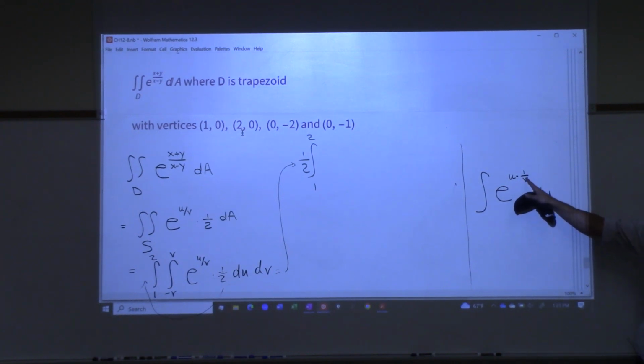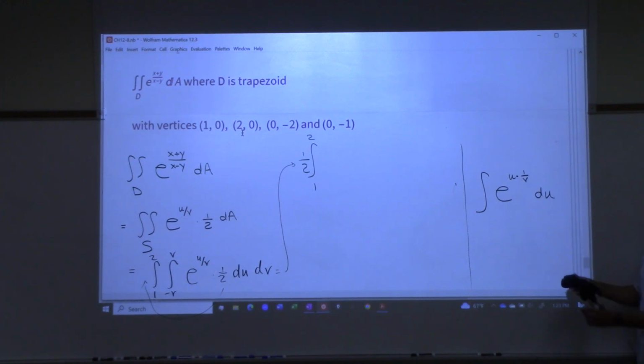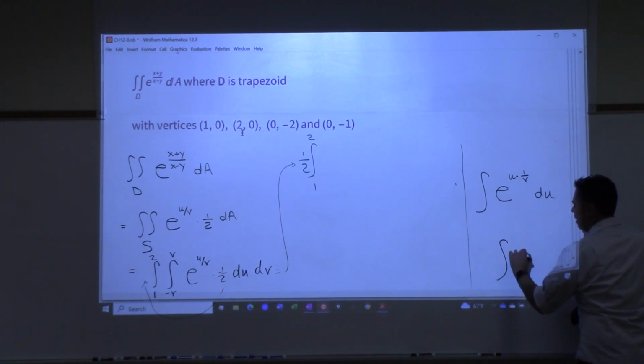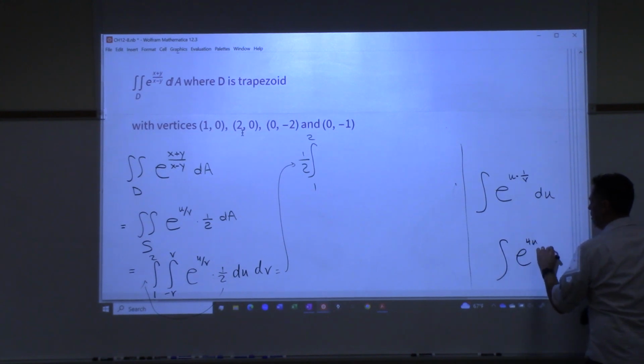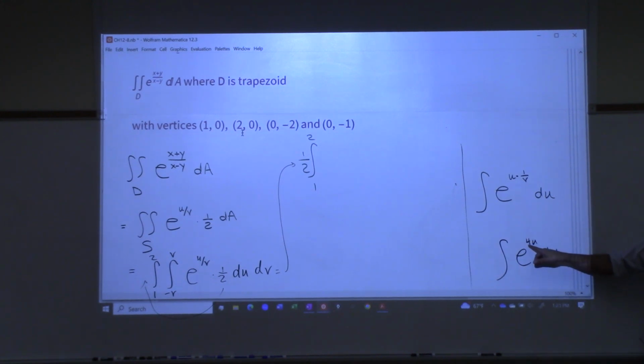So the 1 over v is like a constant, right? 1 over v is like a constant. So this is really like we're integrating e to, let's say, 4u du, right? Like 4 is a constant sitting in front of the u. Same thing here, the 1 over v is a constant. So what would the antiderivative of this be?